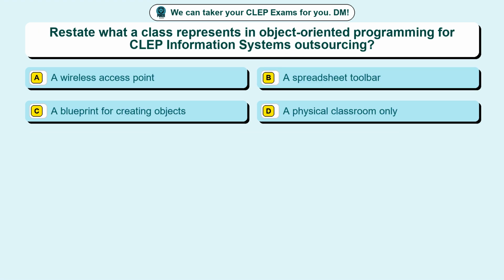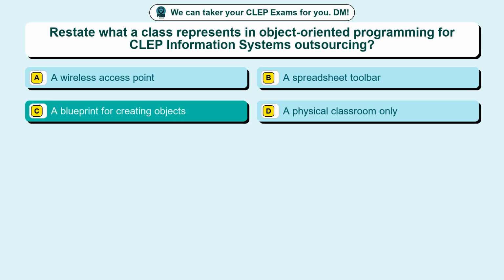Question 91. Restate what a class represents in object-oriented programming for CLEP Information Systems outsourcing. Option A. A wireless access point. Option B. A spreadsheet toolbar. Option C. A blueprint for creating objects. Option D. A physical classroom only.